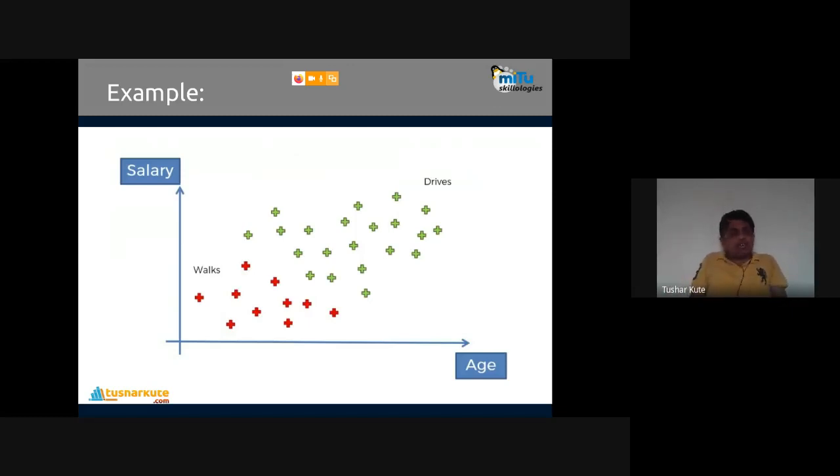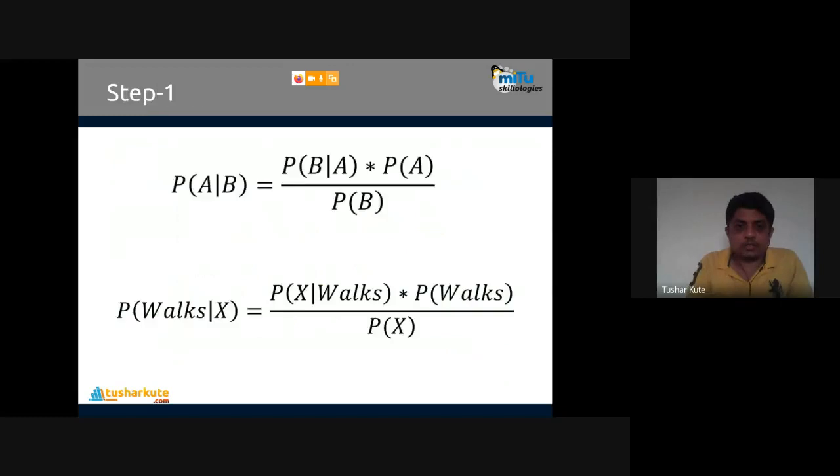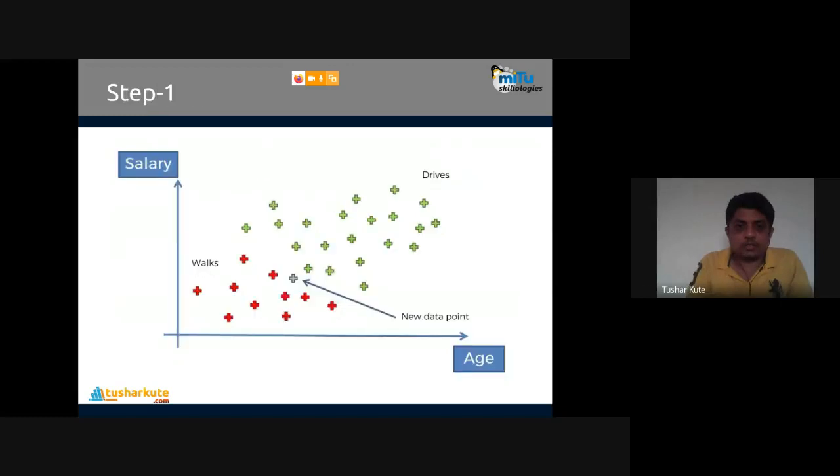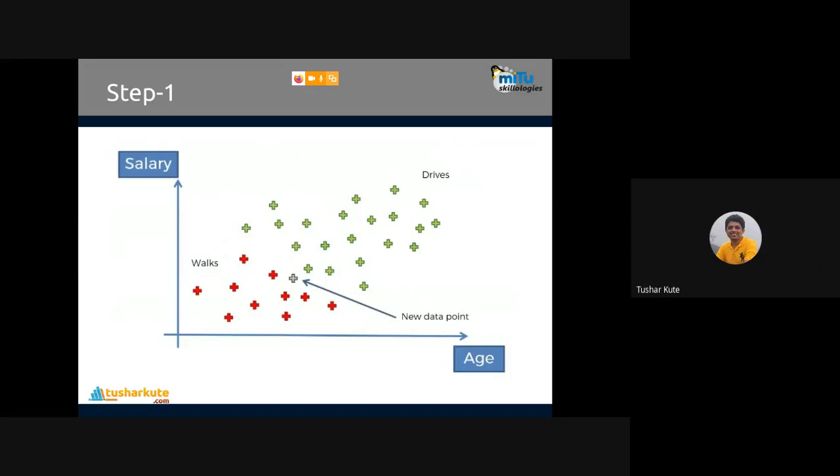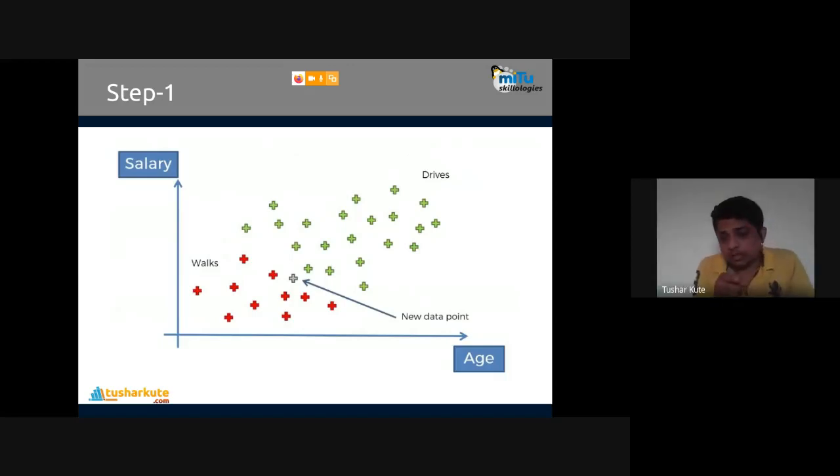I got a data set with me, and according to age and salary, I got the two classes plotted in a two-dimensional plane. Check it out. The red ones are the walkers, and the green ones are the drivers. Now I want to predict a new person's class, like this one. There is a new person. You can check the position of that person there. This is the new data point.